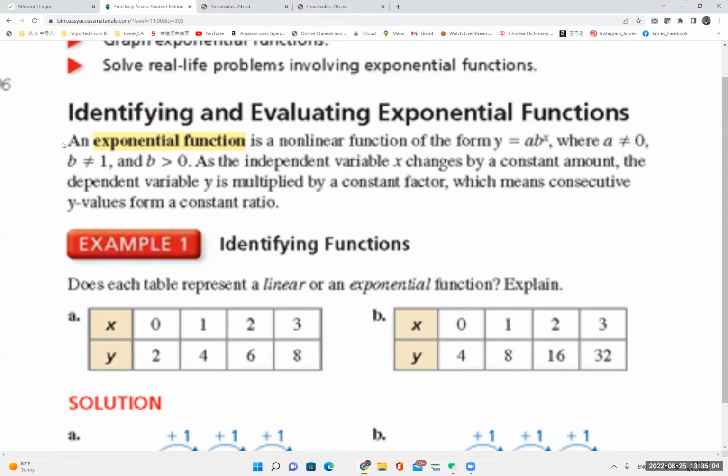An exponential function is a nonlinear function of the form y equals a times b to the x. For a constant change in x, the dependent variable is multiplied by a constant factor, which means consecutive y values form a constant ratio.